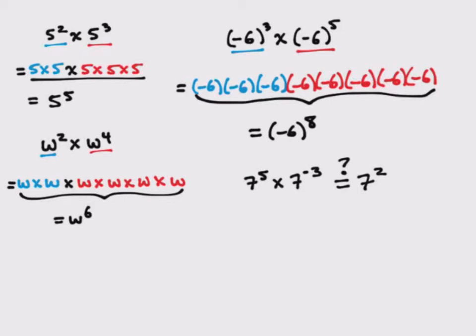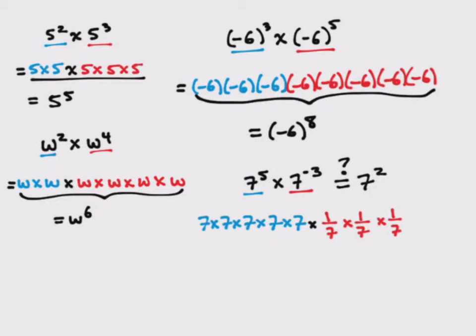Well, let's use the definition of exponents again. 7 to the fifth power, that's the same thing as 7 times 7 times 7 times 7 times 7. And 7 to the negative third power is the same thing as raising 1/7 to the third power. So 1/7 times 1/7 times 1/7. All right, well note, 7 times 1/7 equals 1. They cancel out, if you will.